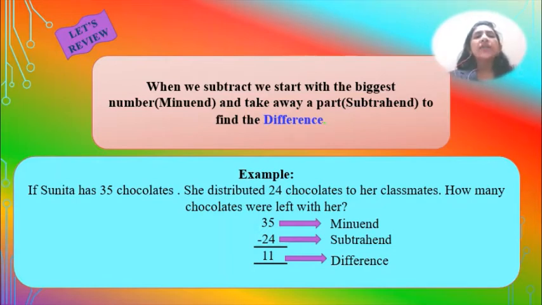If Sunita has 35 chocolates and she distributed 24 chocolates to her classmates, how many chocolates were left with her? So we will take away 24 from 35 to get the difference 11.